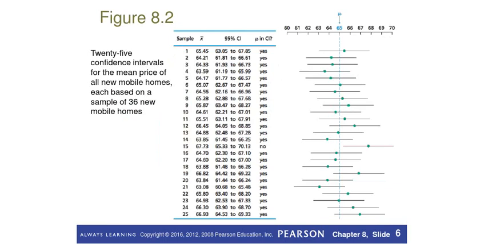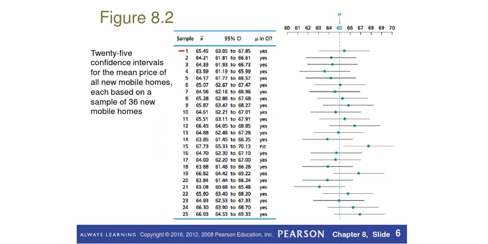So let's consider this situation. Let's say that 25 consecutive confidence intervals for the mean price of all new mobile homes, each based on a sample of 36 new mobile homes, are shown in this figure right here. Let me illustrate what we've got. In this experiment we did this 25 times. We took a random sample of 36 new mobile homes and looked at their costs.